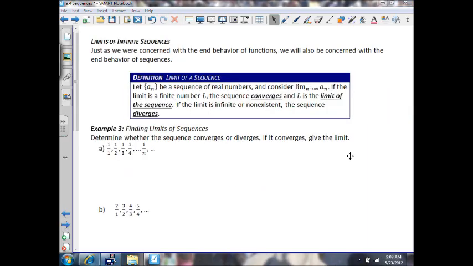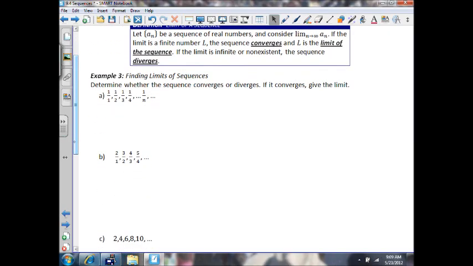Just as we are concerned with the end behavior of functions, we'll also be concerned with the end behavior of sequences. Now let a sub n be a sequence of real numbers and consider the limit of a sub n as n approaches infinity. If the limit is a finite number, the sequence converges and L is the limit of the sequence. If the limit is infinite or non-existent, the sequence diverges. You'll see what we mean here in example 3.